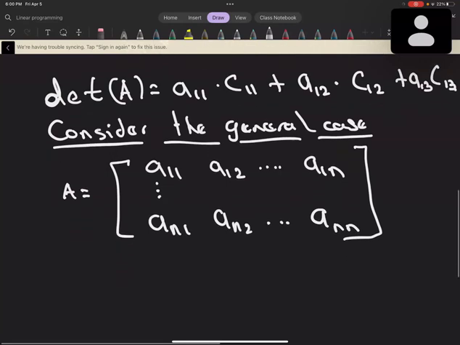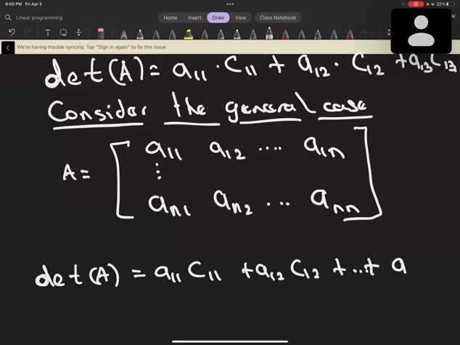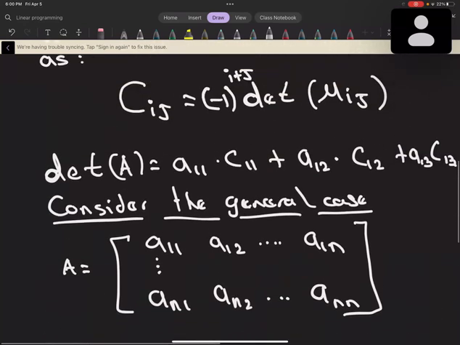Okay, so the determinant of A is going to be A11 times the cofactor C11, plus A12 times the cofactor C12, plus A1n times the cofactor C1n. And we know that's going to be plus, minus, plus, minus, plus, because that's part of the cofactor formula.